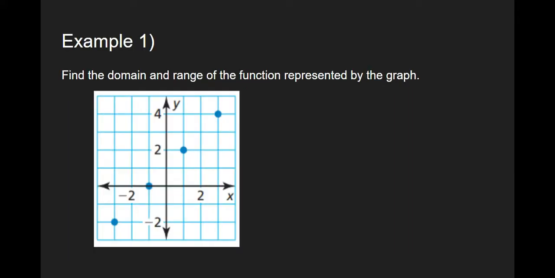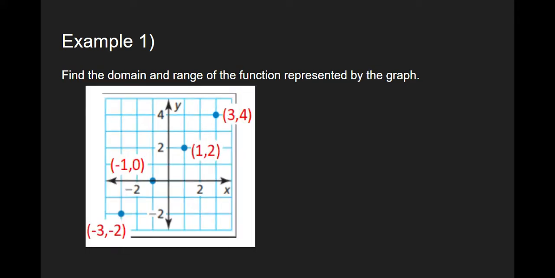So let's take this example. Here we need to find the domain and range of the function that's represented by the graph. When I look at this graph, I just have a collection of points. I might be able to draw a line through them, but since the line is not there, I cannot treat this as a line. So since it's just 4 points, I need to think about what the coordinates for those points would be.